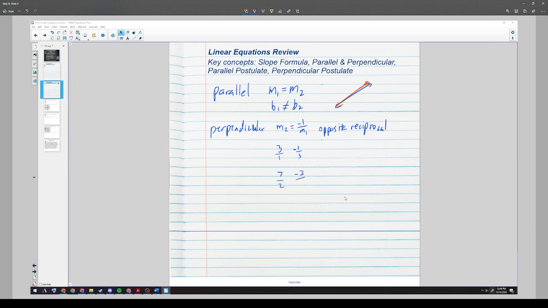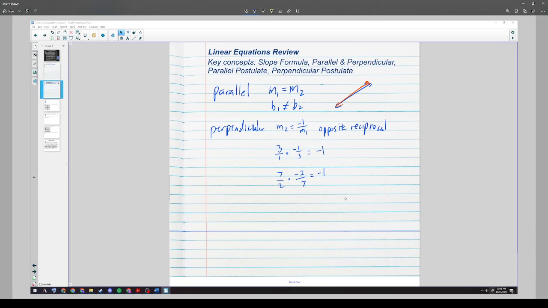7/2 and -2/7 are opposite reciprocals. One relationship you get from this is that if you multiply the slopes together, you're always going to get -1. So the product of the two slopes is -1 because the reciprocals cancel out and just leave us with 1, and we always have one negative.